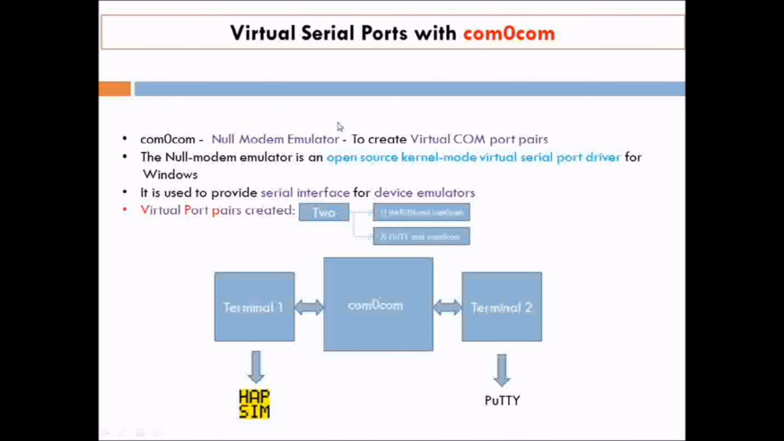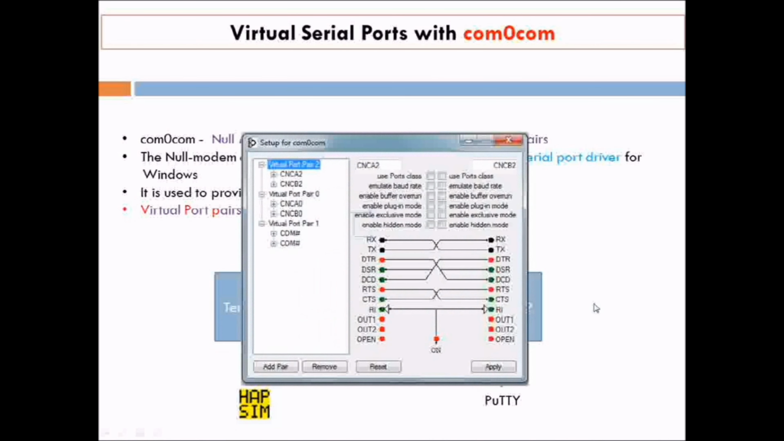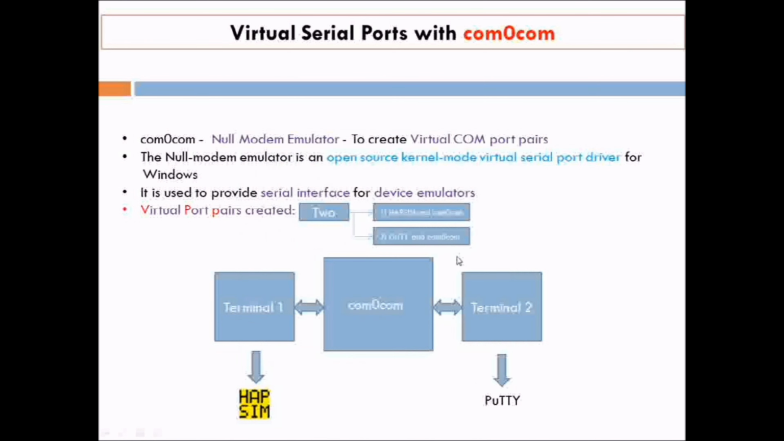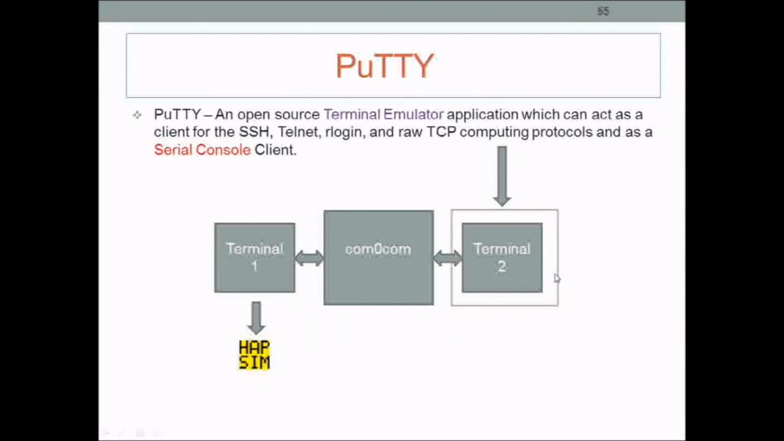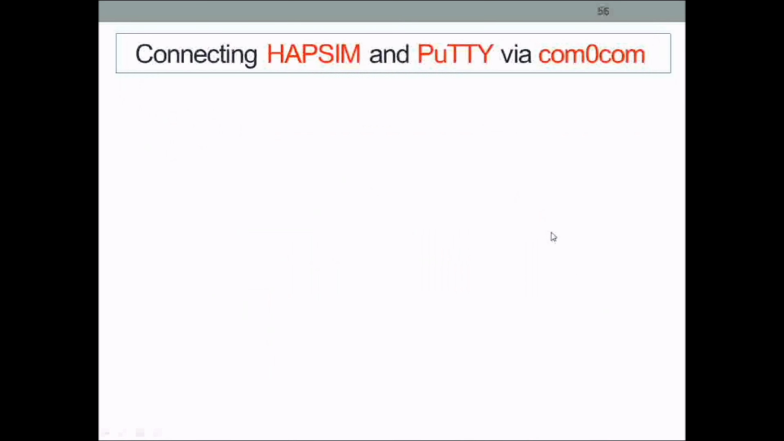Now COM0COM is a null modem emulator. It acts as an interface between the two terminals. Now this is the setup window for COM0COM. This CNCA2 and CNCB2 represent the terminals. Next we will see PuTTY. For terminal 2 we use PuTTY, such that it is connected to COM0COM.